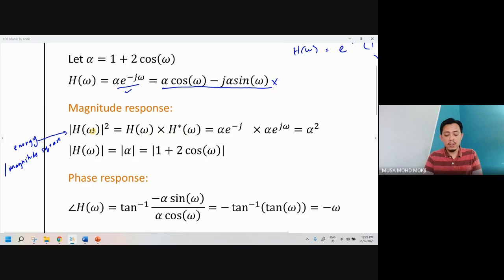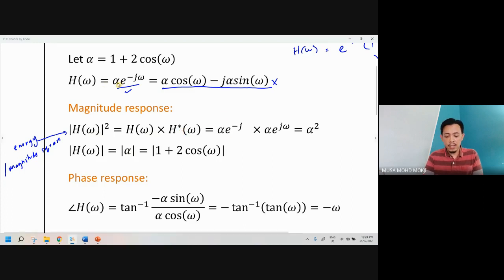The magnitude square is actually the original frequency response multiplied by the conjugate of that frequency response. So what does this mean? Because what is a conjugate? The conjugate is actually where the sign of the imaginary part is changed. It has an opposite sign.